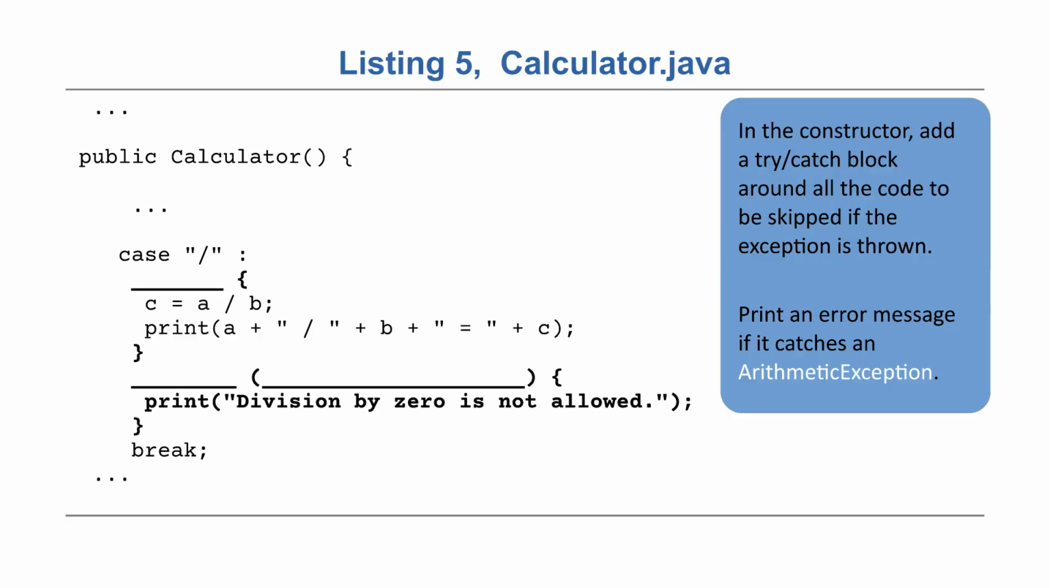In the constructor, add a try-catch block around all the code to be skipped if the exception is thrown. Hint, it shouldn't divide the numbers, nor should it print the equation. Then print an error message if it catches an arithmetic exception. Hint: print the error message in the catch block right after the try block. Run it and try to divide a number by 0. What happened? It should have printed a message telling you that division by 0 is not allowed and should ask you if you want to do another calculation.